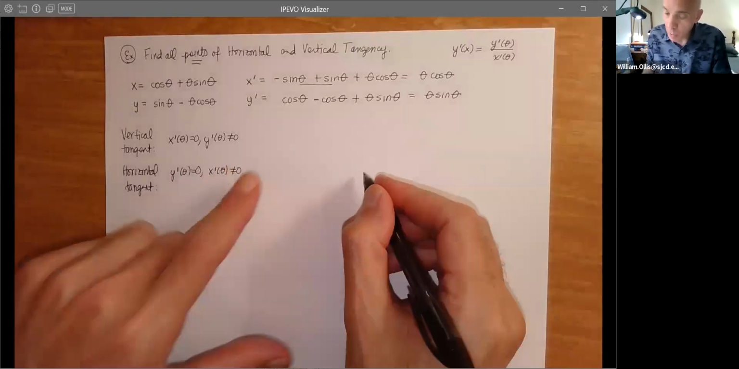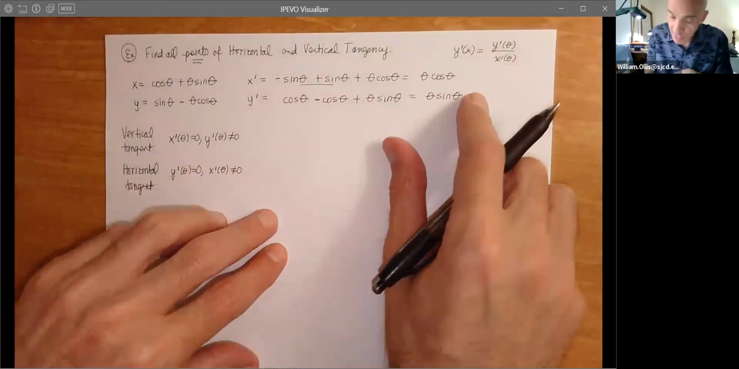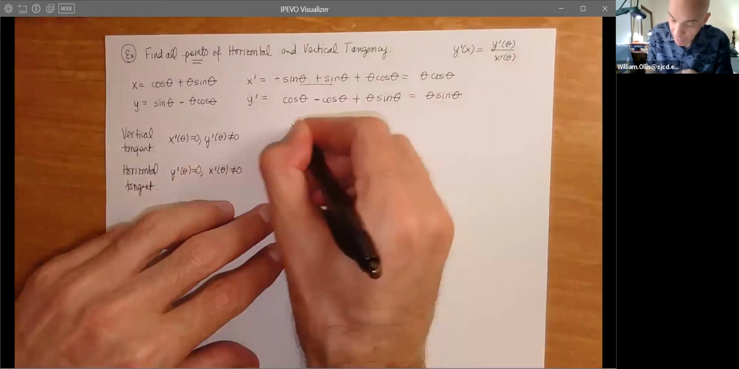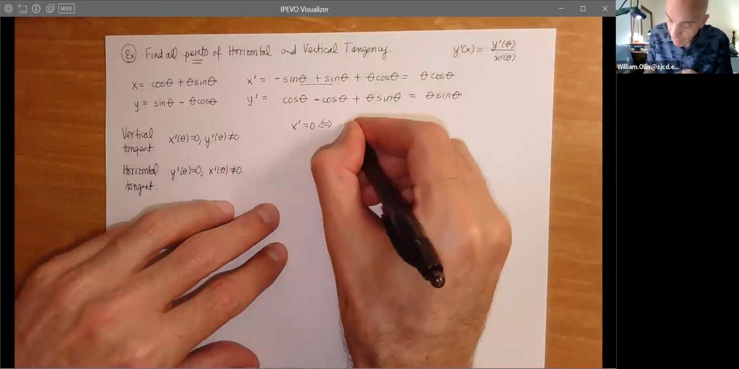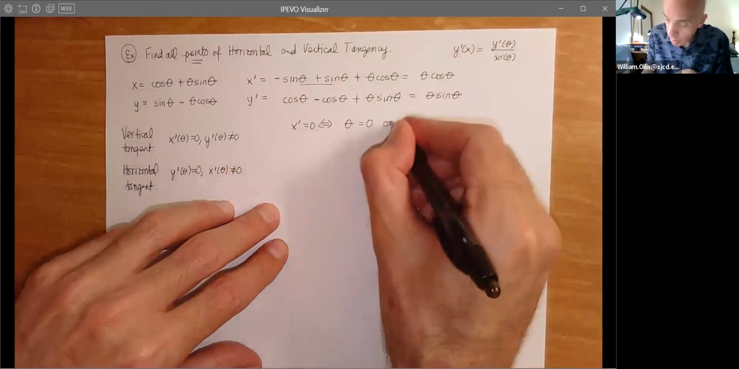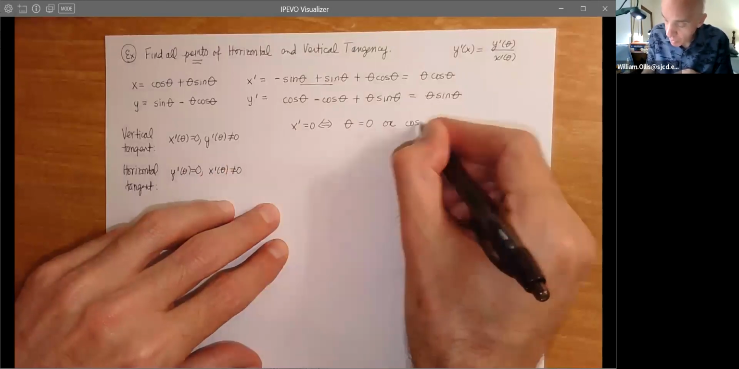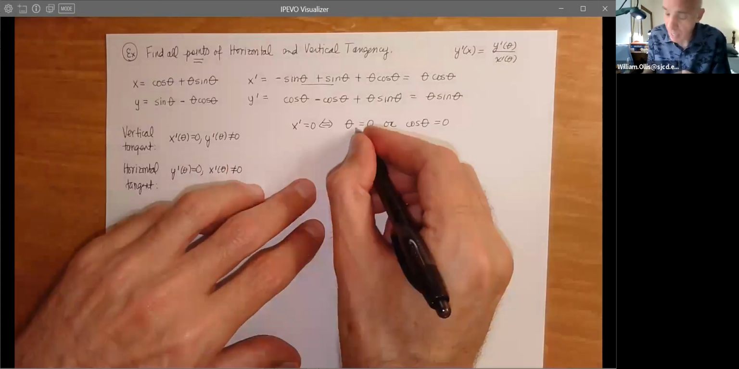So now what we can do is say, okay, well, let's just think about what we're saying here. So let's set these to 0. So x prime equals 0 if and only if theta equals 0 or cosine theta equals 0. Well, theta equals 0 is kind of fixed.